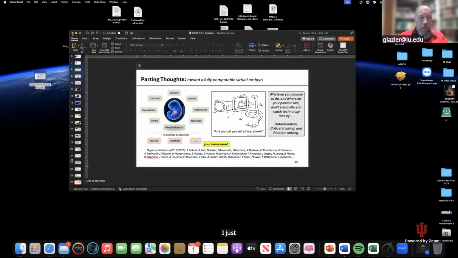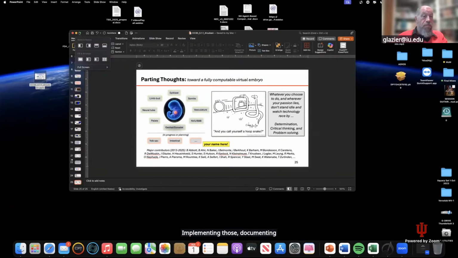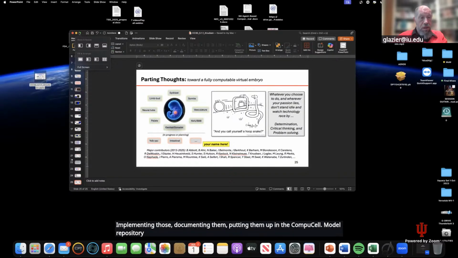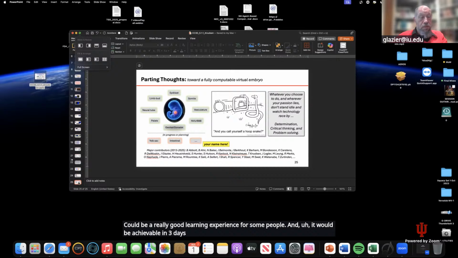I was just putting in the chat that I think some of Tom's examples, that vasculogenesis simulation, that limb bud simulation, I don't know if there's old code available for it. Getting Shane Hudson's simulation, which doesn't run in current CompuCell, running again. Implementing those, documenting them, putting them up in the CompuCell model repository as working models could be a really good learning experience for some people. And it would be achievable in 3 days in a hackathon. You'd learn a lot by doing that.